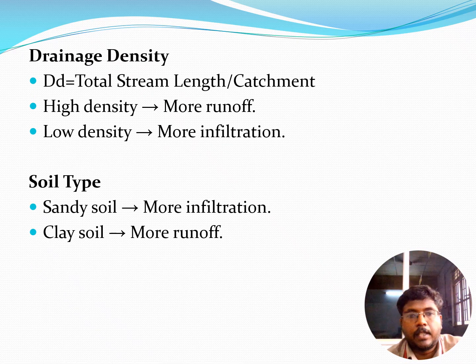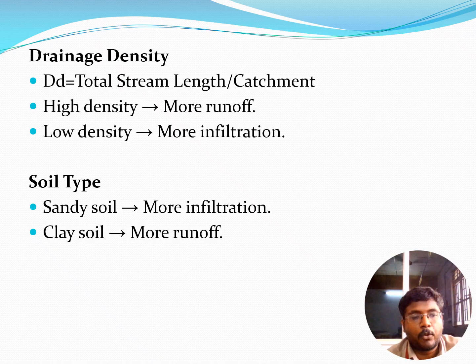Next we see about the drainage density. Drainage density is a measure of the total length of the streams divided by the catchment area. There are two different types of density, high density and low density. High density means more runoff should be estimated. When compared to high density, low density produces more infiltration. Infiltration is how water can move downward through the surface.